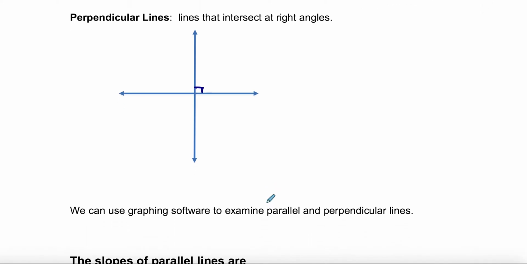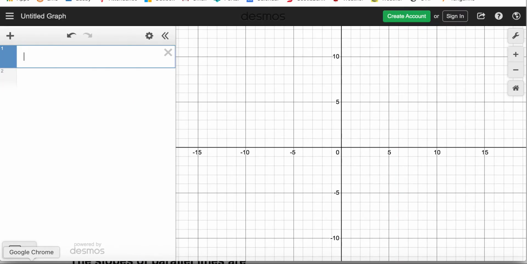We can use graphing software to examine parallel and perpendicular lines. So if we just took just a second, I have Desmos open here. So if I type in a line like y equals 2x plus 1. There is a line, the y-intercept is 1, I go up 2 and over 1 and up 2 and over 1, and that has a slope of 2.